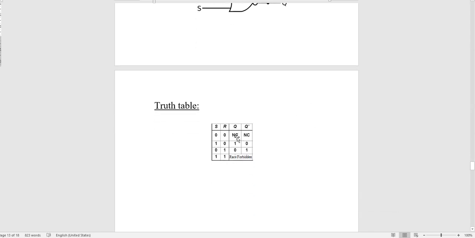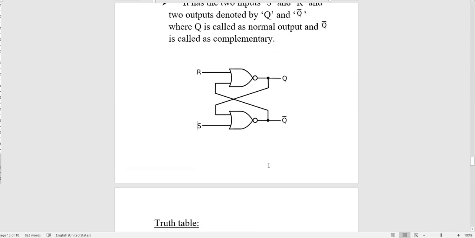And the last condition, which I have just explained: when both inputs are 1, then according to this, we will disable the NOR gates. Both the NOR gates will be disabled. Hence, we will not be able to predict the proper output, whether it is set or reset. So when we are not able to predict whether it is set or reset, that unpredictable state is called the reset condition or the forbidden state. So this is about the RS flip-flop.